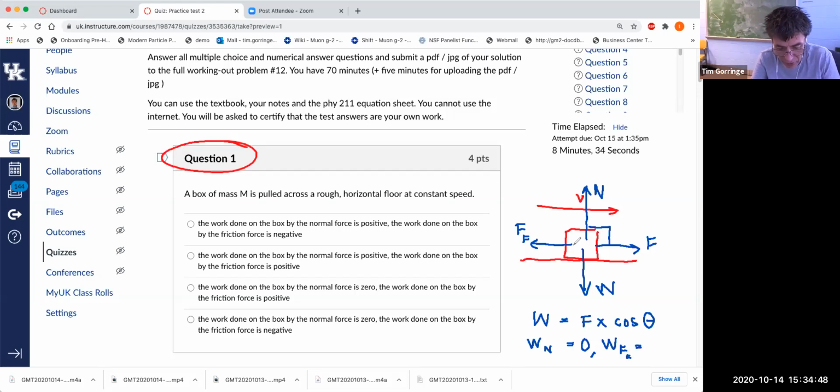Well, if you look again at the picture, if you look at the work done by the friction force, it's acting opposite the direction of motion.